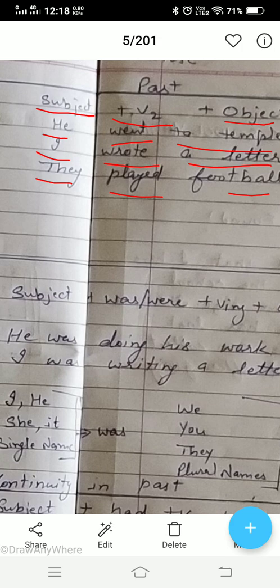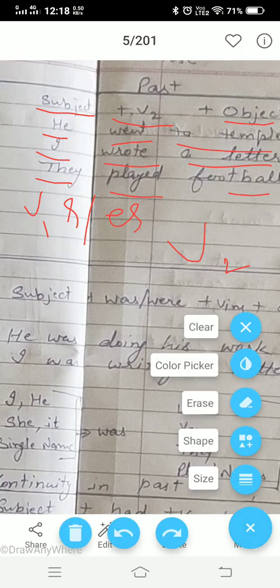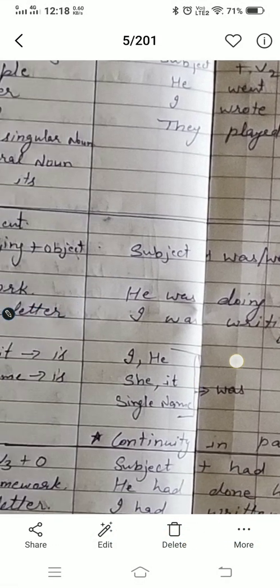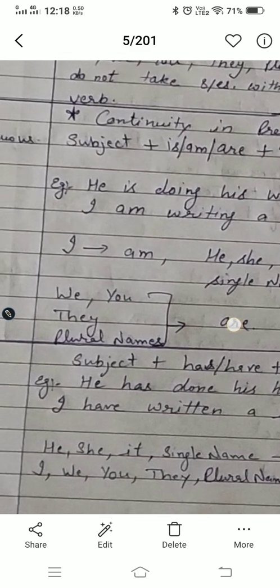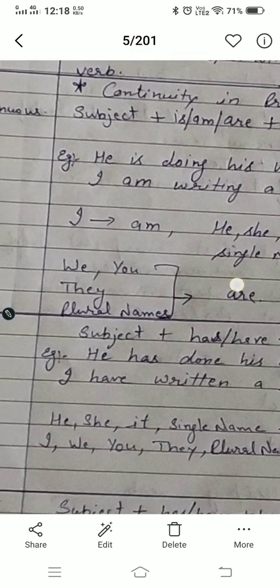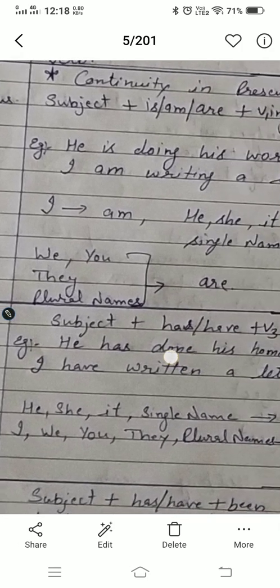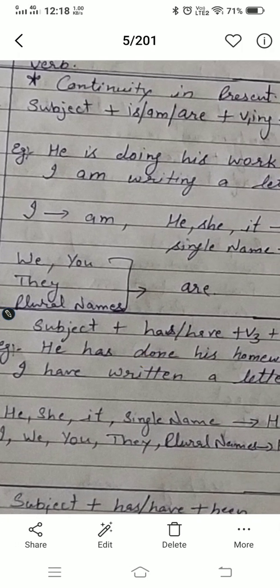In simple present tense, you will remember first form s or es, but in past you will remember only second form. I hope I have cleared. Then we will discuss continuous tense of present and past.